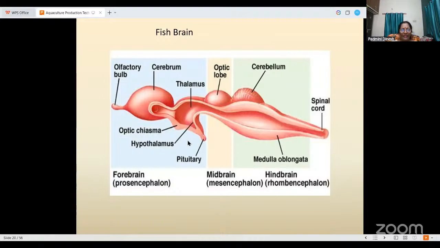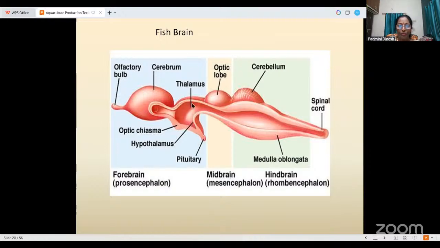In this fish brain, I want you all to concentrate on the pituitary gland, the hypothalamus and the thalamus part. Now this is the place, the forebrain, where you have the thalamus, the hypothalamus and the pituitary gland. Now, these are the ones that are most important from the endocrinology point of view. The others are also important, but here, when I'm talking about endocrinology, I'm interested only in this part of the fish brain, that is the thalamus, the hypothalamus and the pituitary.